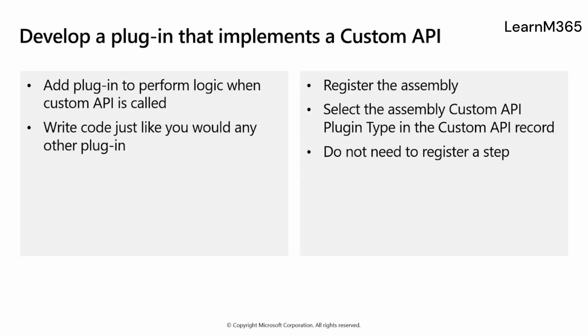To develop a plugin that implements a custom API, what you need to do is basically add the plugin to perform logic when the custom API is called, and create code just like you would for any other plugin. In addition, register the assembly, select the assembly's custom API plugin type in the custom API record, and do not register a step. So I can share a link where you can see some more details around this custom API. Let me share that for you.